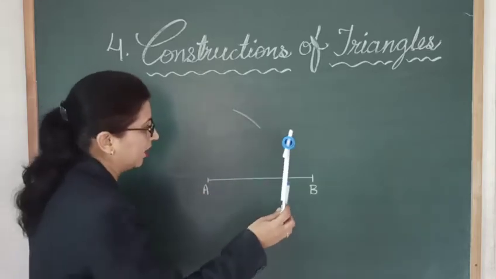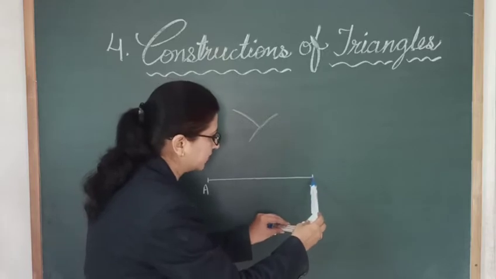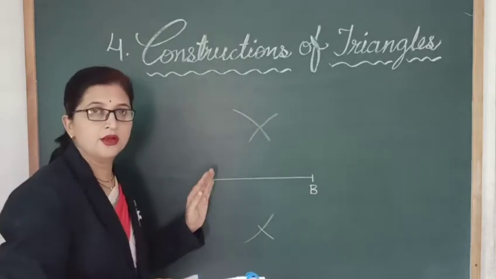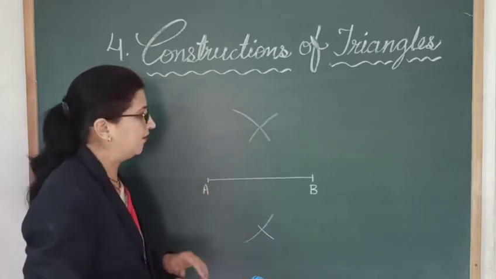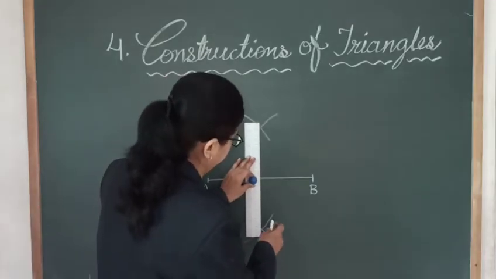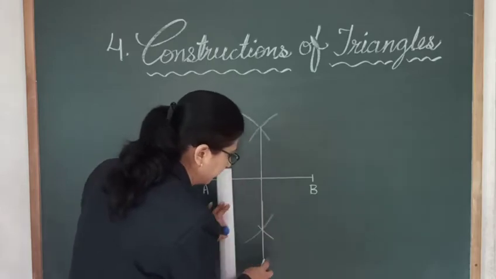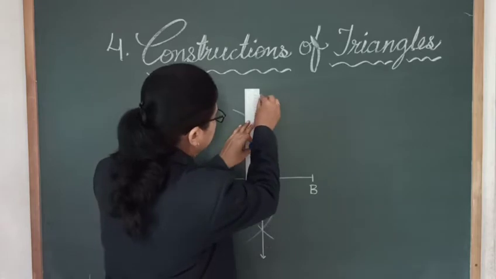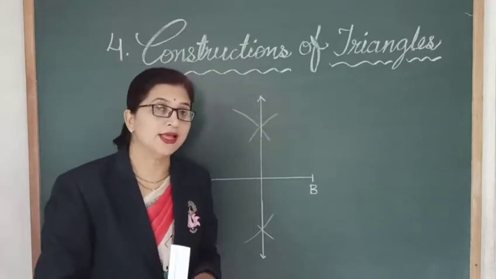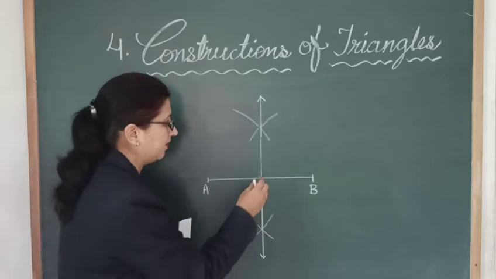Don't change that radius. Now keep the compass at point B and intersect the arcs which we have drawn. Here it is not intersecting, so we'll increase the radius more. Now we'll join these intersecting arcs with the help of a ruler. Construction of the perpendicular bisector is very important. In this way we have drawn the perpendicular bisector of segment AB.